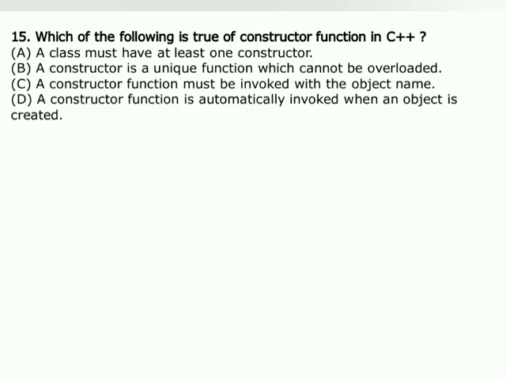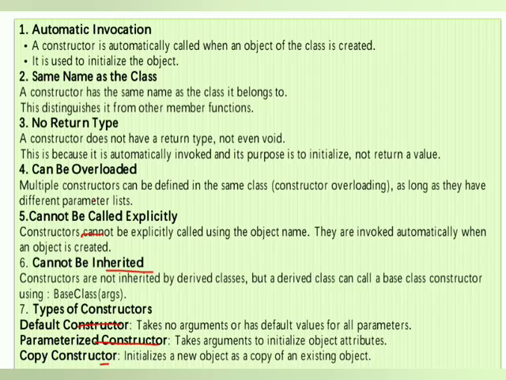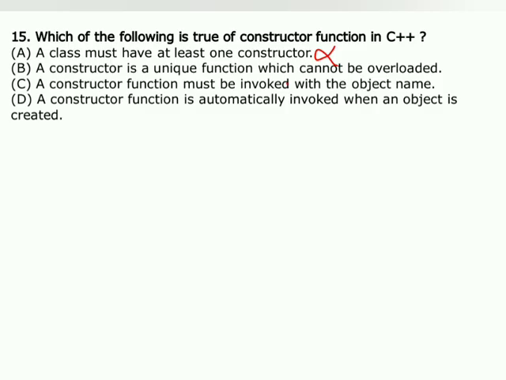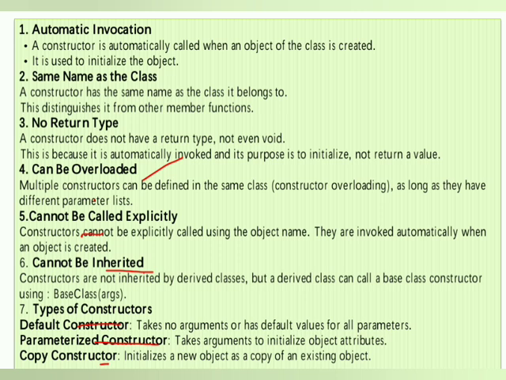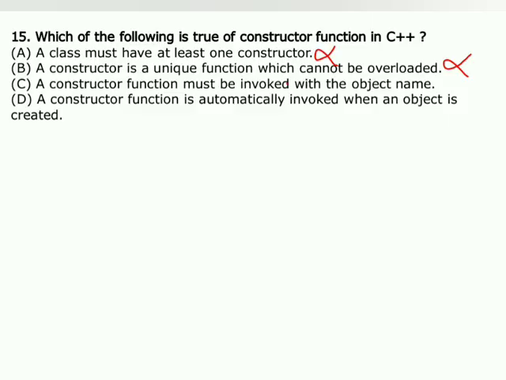So if you see the options here, a class must have at least one constructor, which is the wrong option. A constructor is a unique function which cannot be overloaded, but here it is given that it can be overloaded. So option D is also wrong. A constructor function must be invoked with the object name, but here it is automatically invoked, right? So that's why option C is also wrong. And a constructor function is automatically invoked when an object is created. So this one is correct. Okay, so option D is the correct answer.